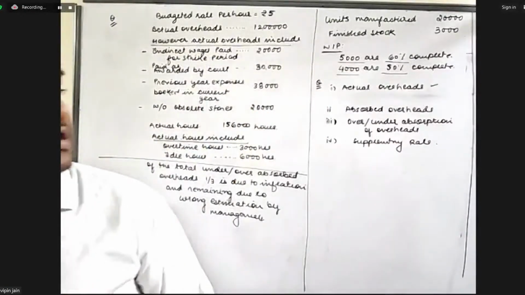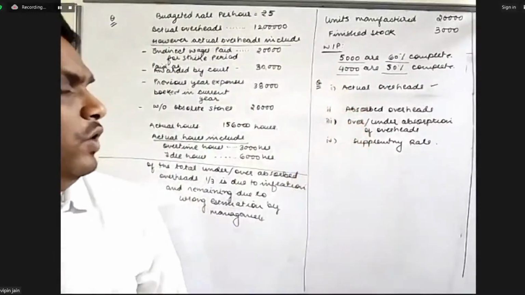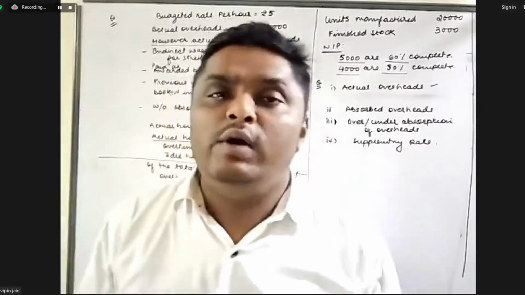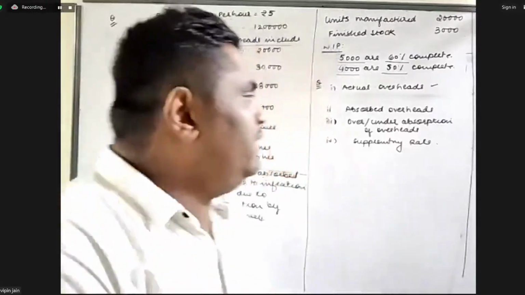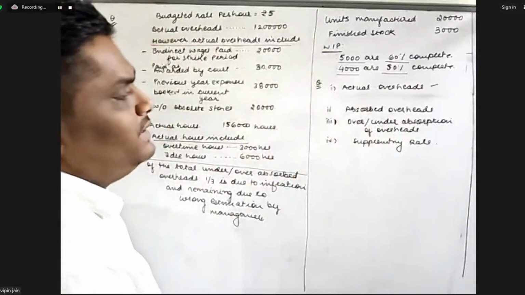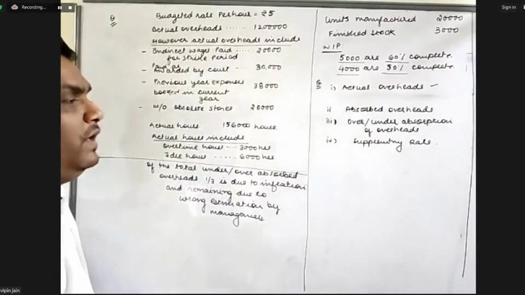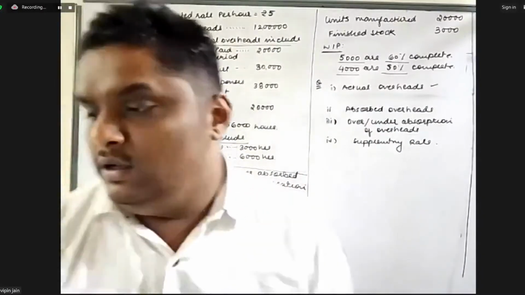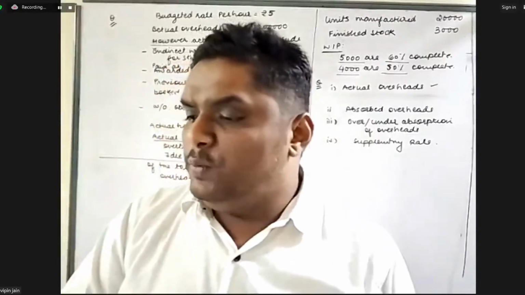You guys have to post answer first, second, third, and fourth, wherein you have to post the actual overheads for the purpose of calculating under or over absorption of overhead. Thereafter, you have to calculate how much will be my absorbed overheads. Thereafter, over and under absorption of overhead. And the last one is supplementary rate. So waiting for you guys to post the answer.